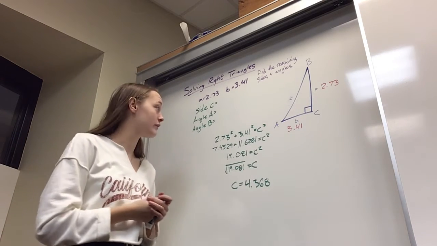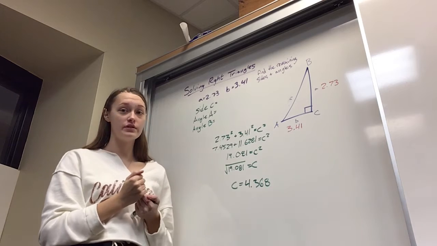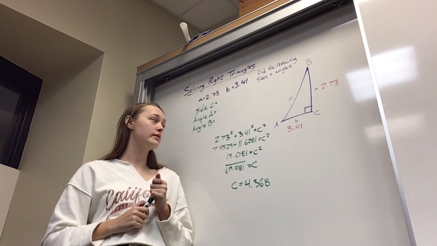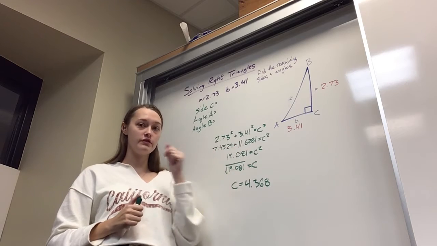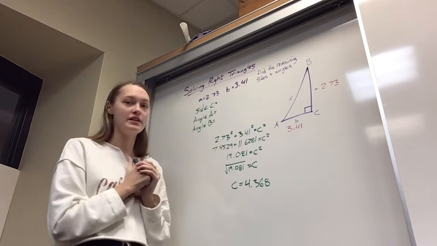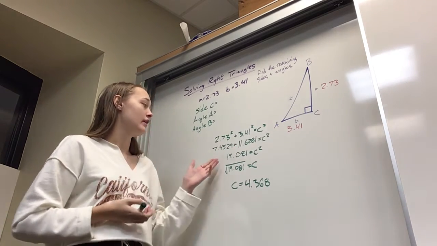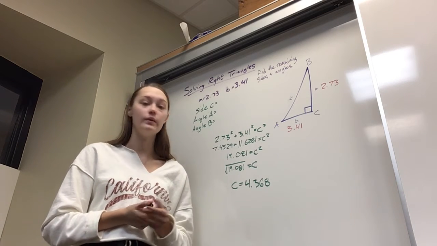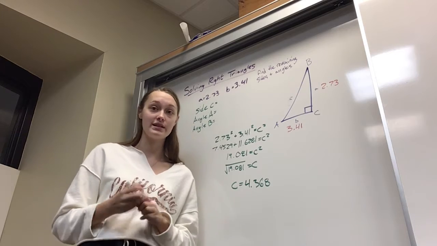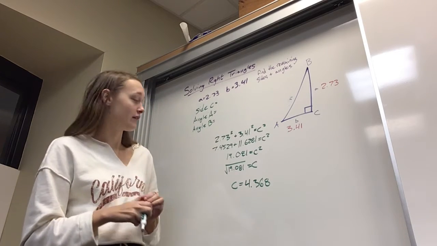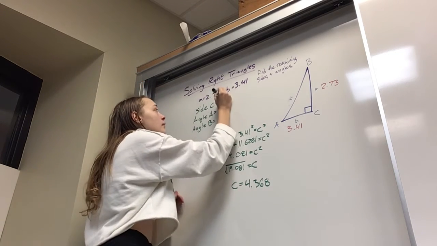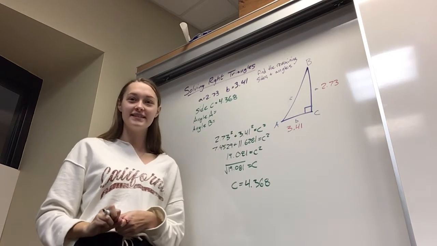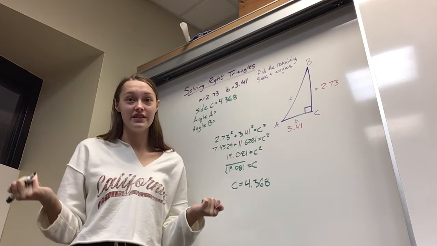Okay, I wrote it all up on the board. We have 2.73 squared, which is 7.45, and we have 3.41 squared, which is 11.62. If we add those together with the Pythagorean theorem, then we get 19.081 equals C squared. We square root both sides, and we get C equals 4.368. So now we know the length of side C, 4.368. Next, we can move on to the angles.